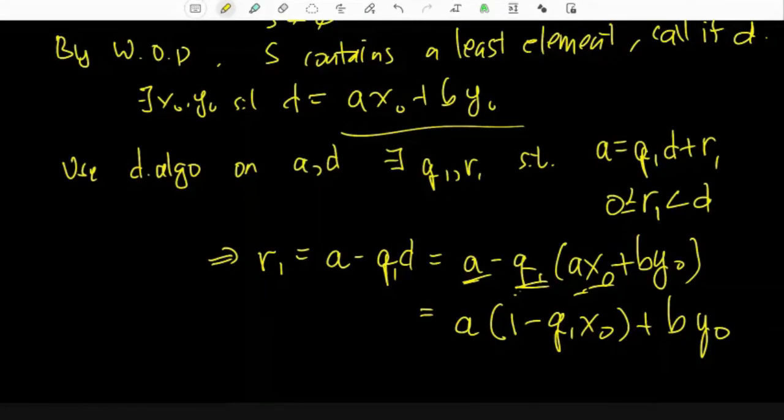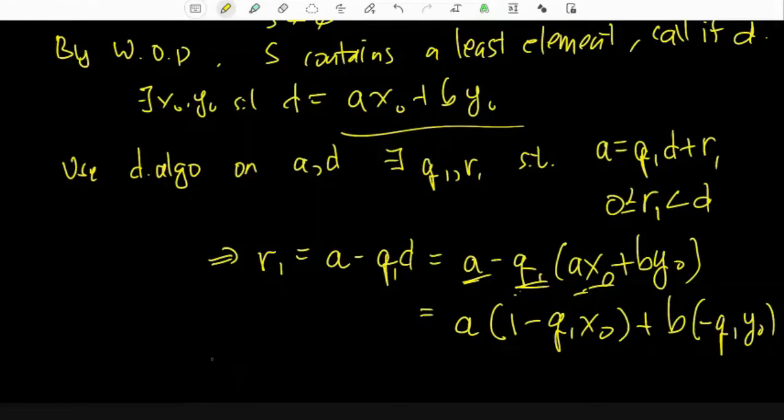Naka-times lahat yan sa Q1 eh. So, meron pa tong negative Q1. Sorry, let me rewrite that ng mas maganda. Plus B times quantity negative Q1 Y0. Okay. So, what does this mean? This would mean na naisulat natin si R1 as linear combination ng A tsaka ng B. Tama?